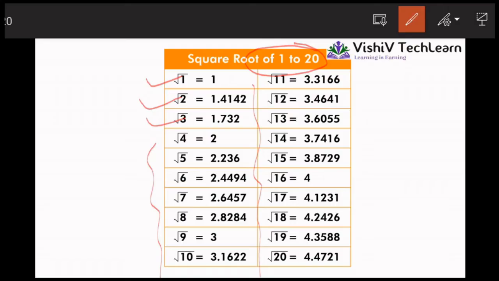Just try to go through these figures. As you can see, square root of 1, square root of 2, just try to remember the range in which these numbers are. That will be sufficient for taking the approximations.